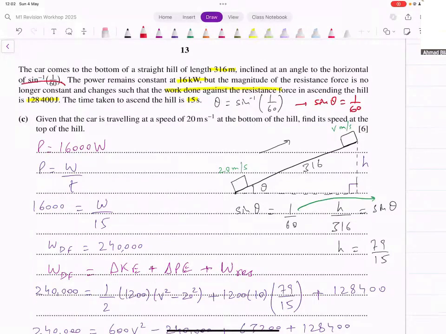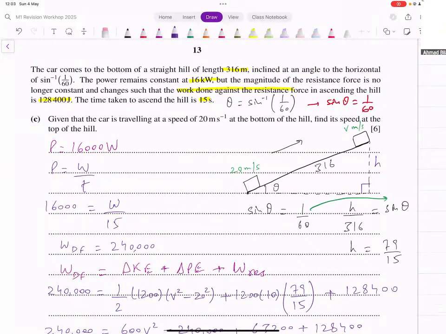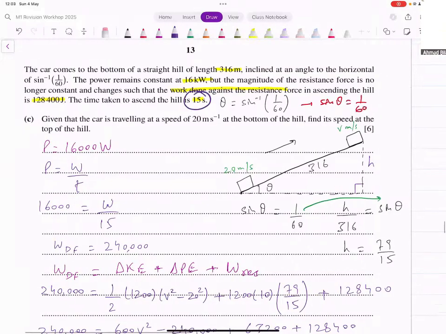Resistance is no longer constant. So in the previous parts, the resistance was constant, but in this case, they're saying resistance is not constant. If it's not constant, it's a clear indication that you cannot use constant acceleration formulas here. The time taken is given to ascend the hill, to go from the bottom to the top. The car is traveling at 20 meters per second at the bottom, and we have to find the speed at the top. Now, it's a classic case of work energy principle.